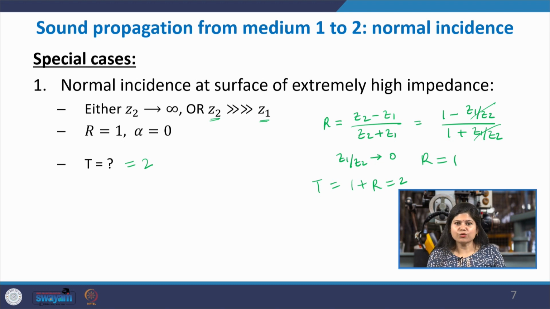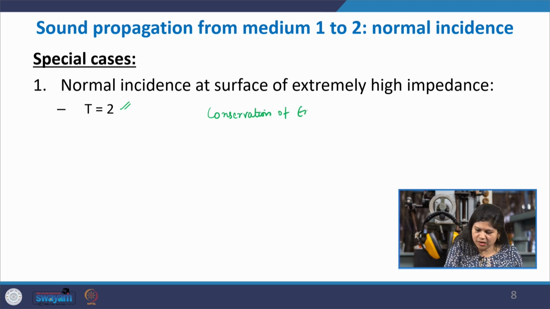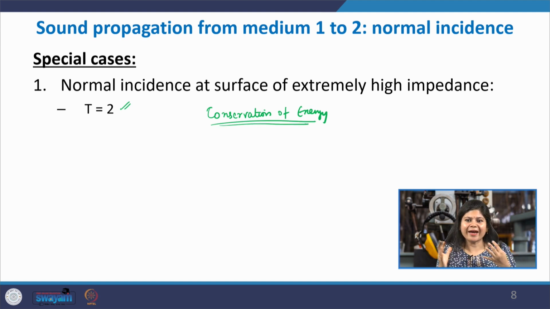So, does that mean that suddenly we are creating new sound energy, or that something weird is happening? That is not the case. Let us compare the sound energy and the intensities in the two media. By the principle of conservation of energy, even at this particular interaction, the energy should be conserved. We are not suddenly generating new energy. So the total energy at the left side of the wall should be the same as the energy at the right side of the wall.